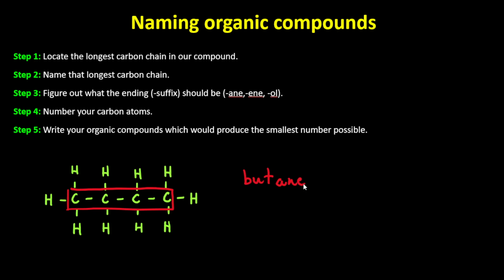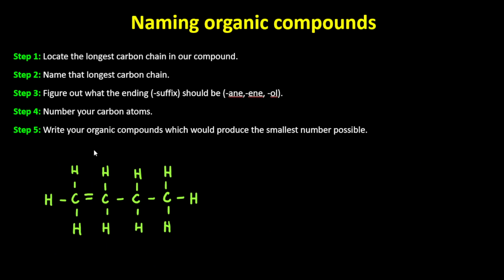When you have written this, you can always check with your formula, right? It's CnH2n+2. So you should have 4 carbon atoms and 10 hydrogen atoms. 1, 2, 3, 4, 5, 6, 7, 8, 9, 10. Okay, you can check it yourself. But let's try to do some more complicated ones.